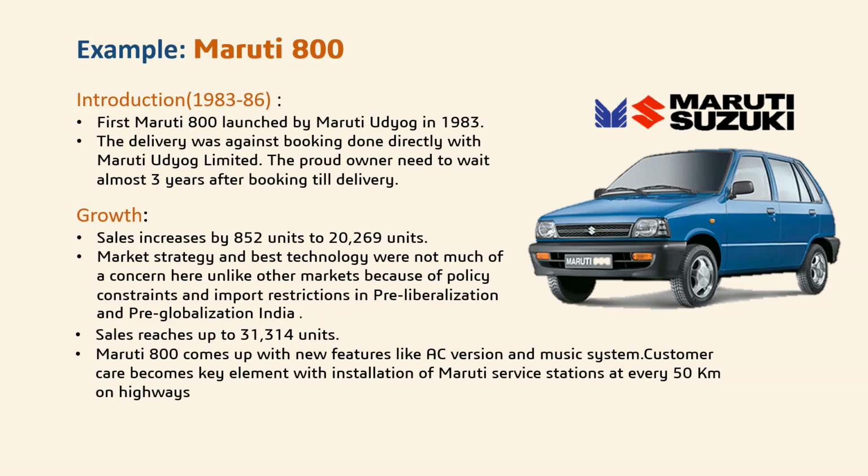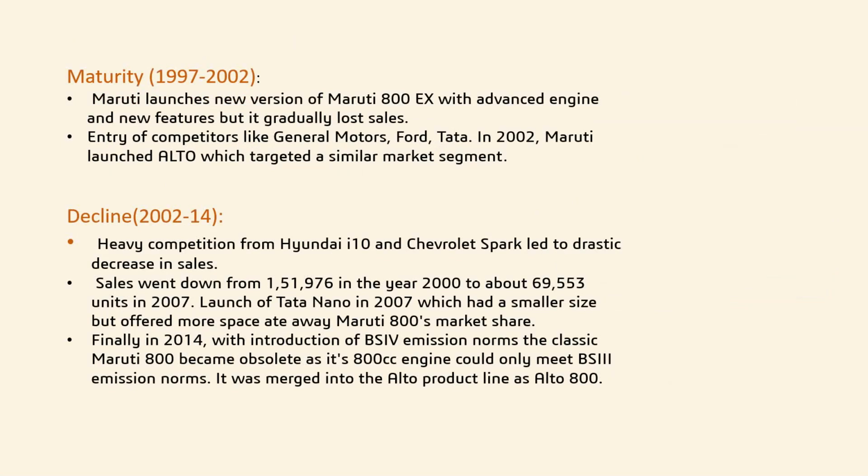Although they had some restrictions due to pre-liberalization and pre-globalization restrictions in India, they can overcome them by adding new features to the car like AC version, music system, which attracted the consumers more. The customer care services played a key element in the growth of the product Maruti 800. The idea of Maruti installations of service stations at every 50 kilometers on highways had increased their product very much. And in 1997, Maruti 800 product entered into the maturity stage. That means the curve of sales started to flatten. The Maruti then launched a new version of advanced engine Maruti 800 EX, but that doesn't increase the sales much.